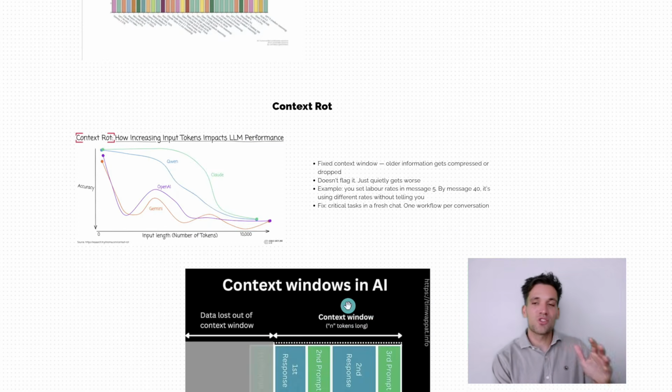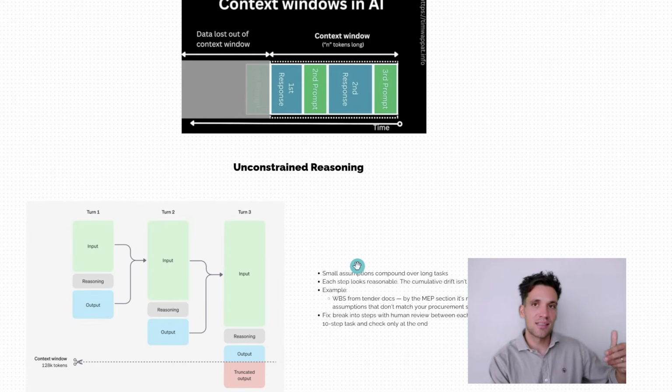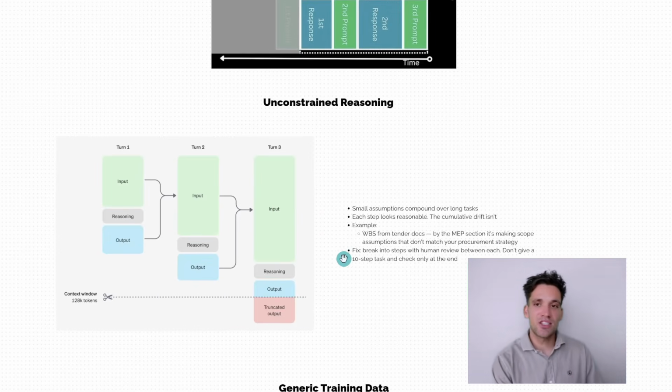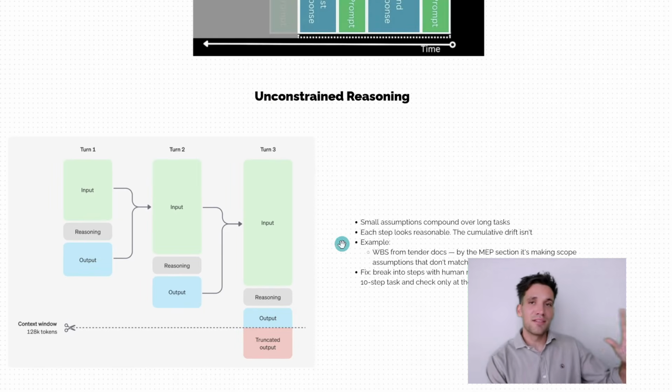And this isn't so much about use cases, but thinking through how you pass through context to the model. Now, the next challenge is unconstrained reasoning. So this is partly a context rot issue, but this is also a practical issue. Now, this isn't limited to AI.